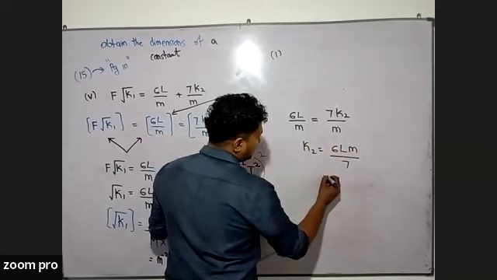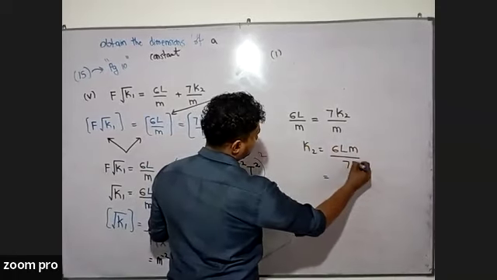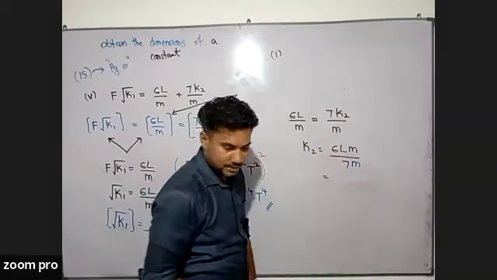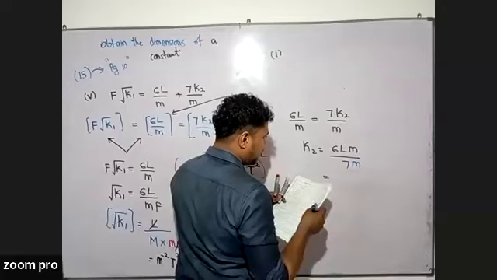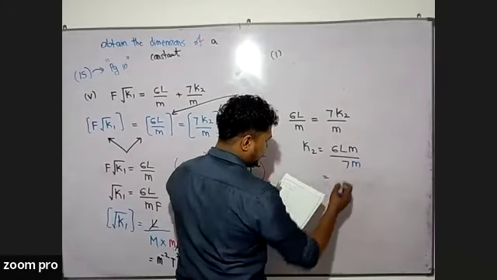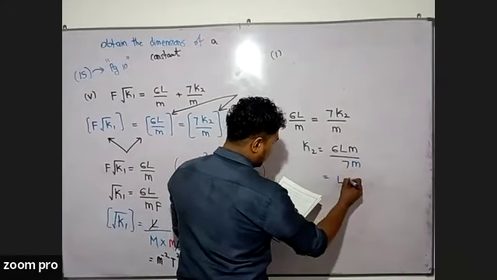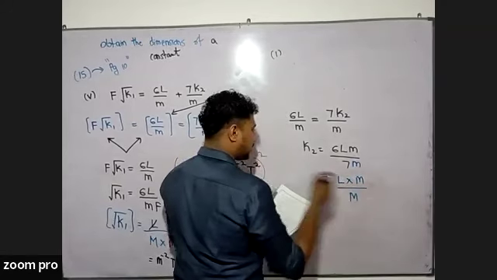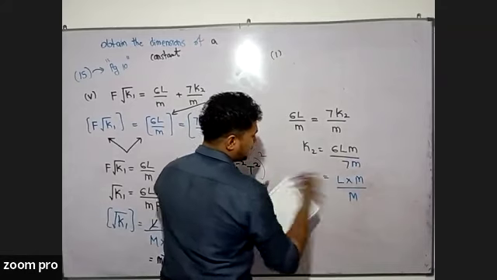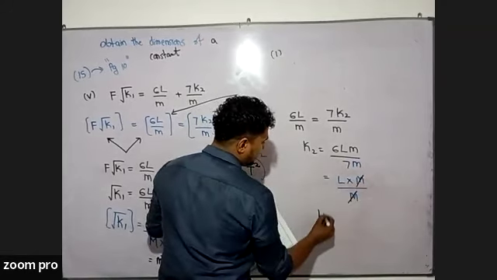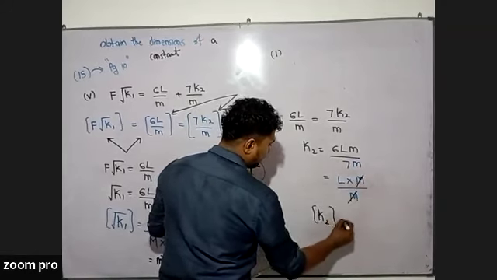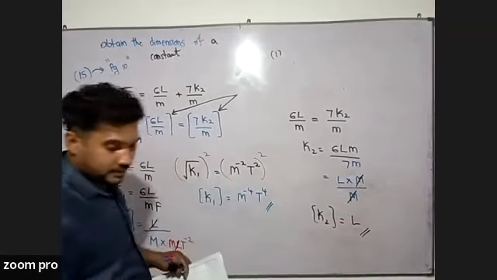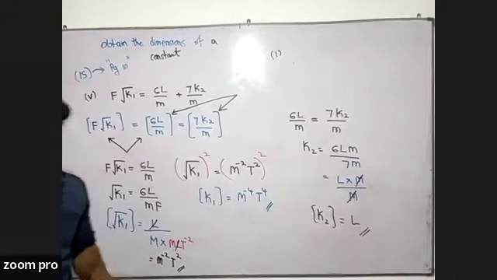Then you can easily cancel it and neglect the numerical values, isn't it? Right. So let's substitute the dimensions: L means length, M means mass, and in the denominator it's also mass, so these are cancelled. Then this is the dimensions of K2, that is L. Right? So this is the dimensions of K2.